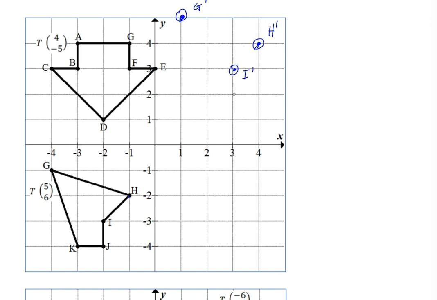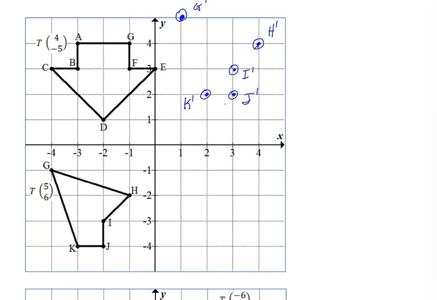The same thing for J, that would end up here. That would be 5 units to the right, and 6 units up, 1, 2, 3, 4, 5, 6. So that would be the new position of J. This would be J prime. So all points on the object are going to be moved 5 units to the right and 6 units up. So K would end up here. So this would be K prime.